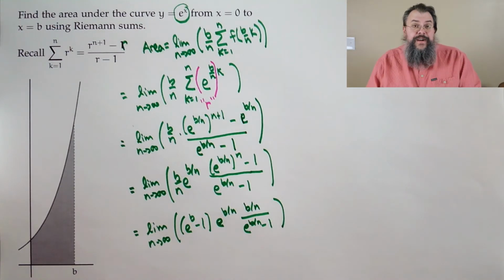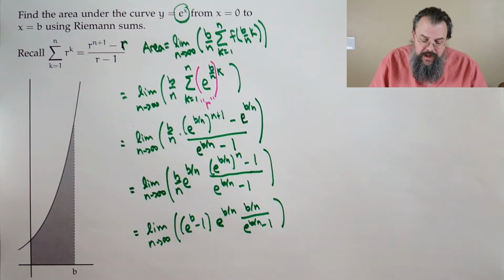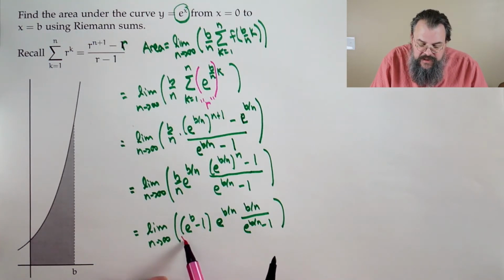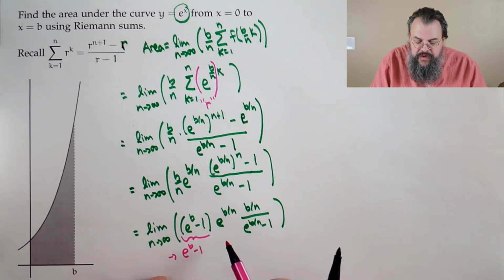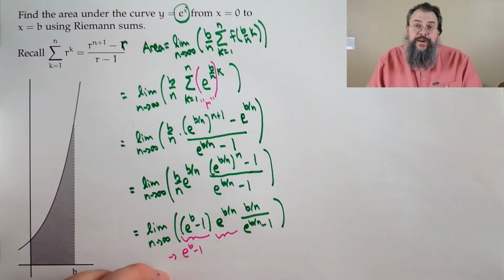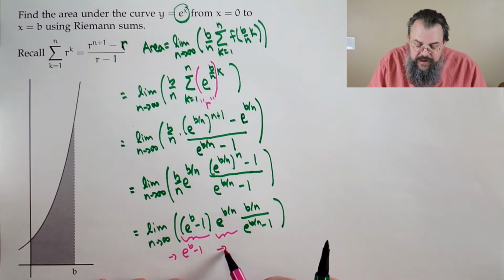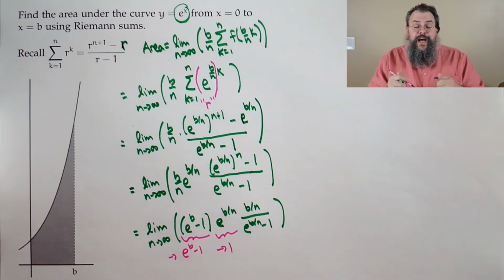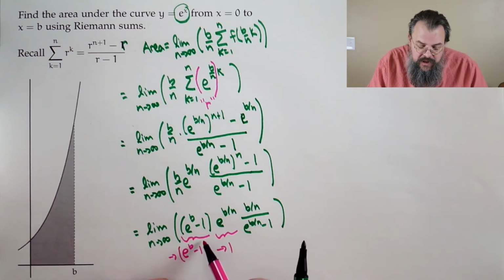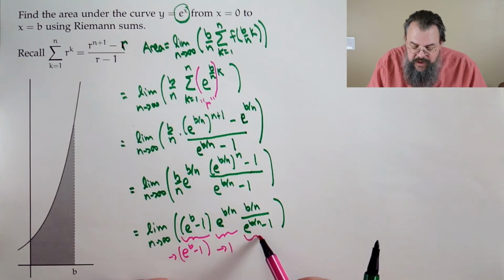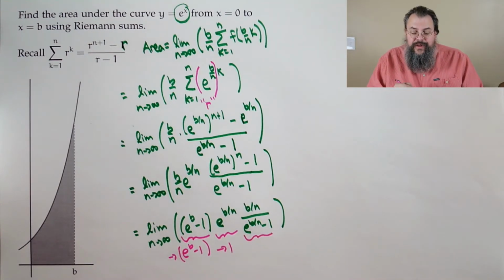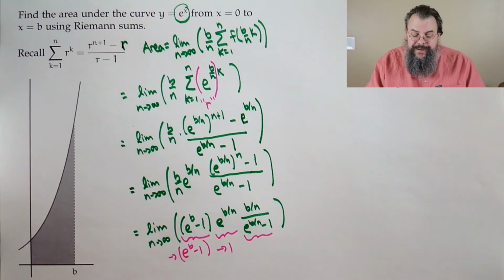Now, several of these pieces we're pretty happy with. Let's talk about which ones we like. The e to the b minus 1, there's no n at all. So that's great. That's just going to go to e to the b minus 1. E to the b over n, well, that's going to e to the 0. All right, we love that. That goes to 1. Life is good. We're happy. Well, that just leaves us with this thing. So if we can figure out what that limit is, we're going to be great.